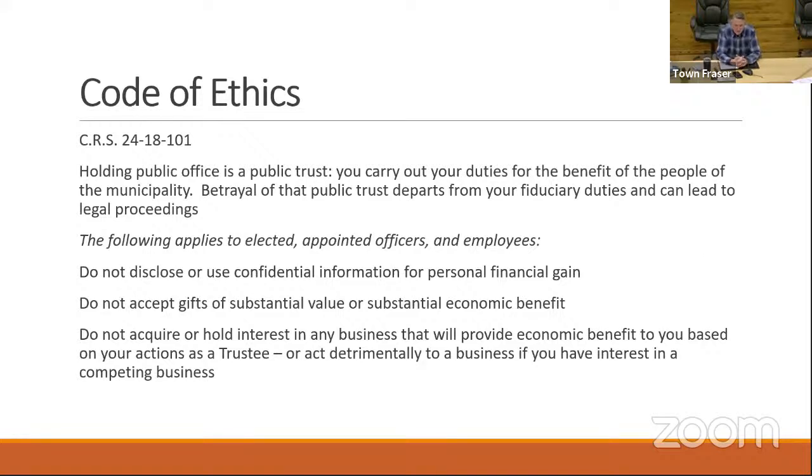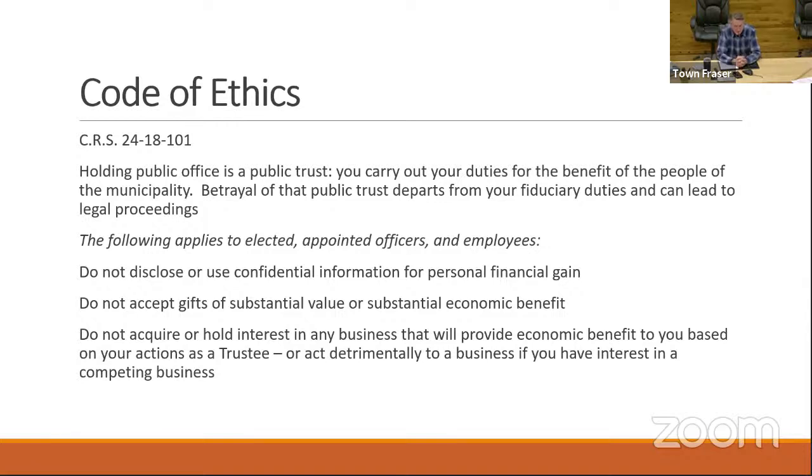Next is the Code of Ethics. Again, this is under Title 24 of our Colorado statutes. And this is verbatim. Holding public trust, a public office is a public trust, and you must carry out your duties for the benefit of the people within the municipality. Betrayal of that public trust departs from your fiduciary duties, can even lead to legal proceedings. So the Code of Ethics applies not only to elected, but also to appointed officers and even employees within towns and municipalities.